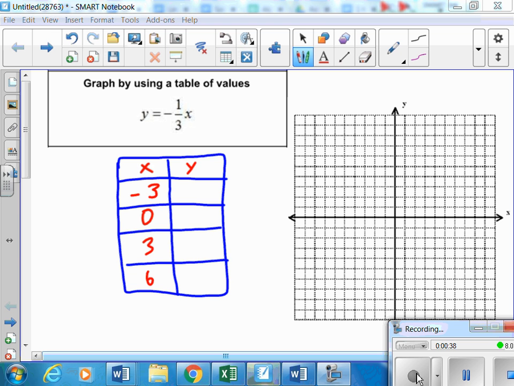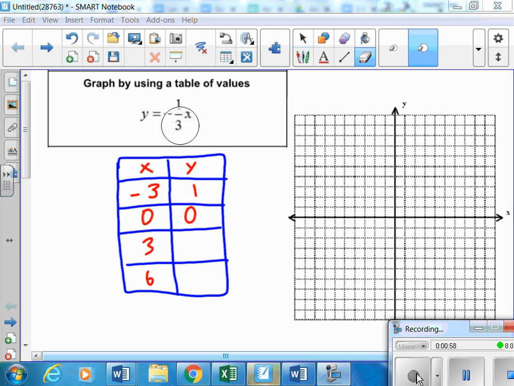So if I plug in -3 for x, -3 times -1 is +3. +3 divided by +3 is 1. So there's our first point. Let me plug 0 in for x. 0 times -1/3 is just 0.